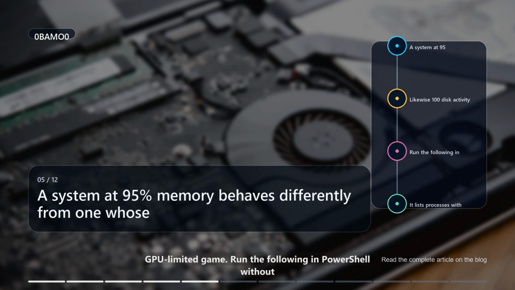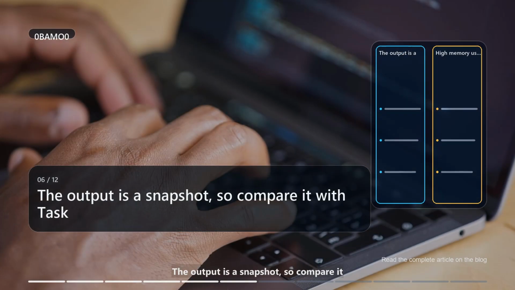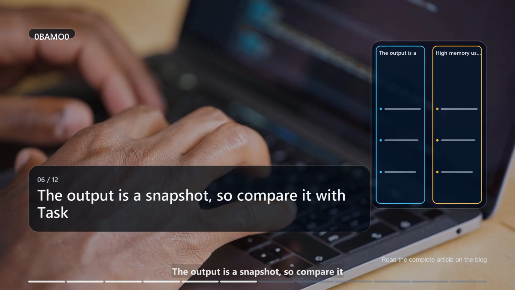Run the following in PowerShell without administrator rights. It lists processes with high working set memory along with CPU time. It is read-only and has no values to replace. The output is a snapshot, so compare it with Task Manager while the slowdown is happening.